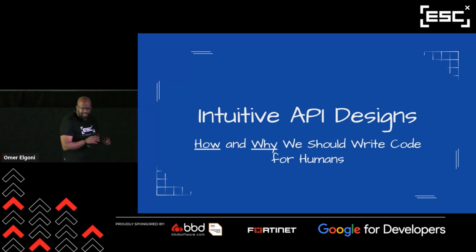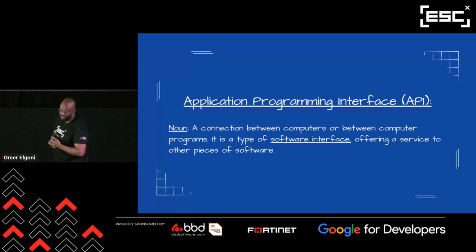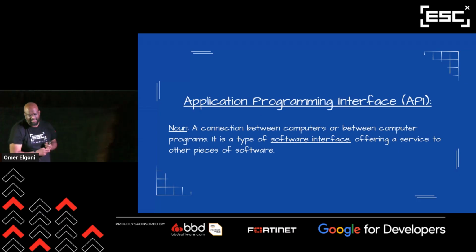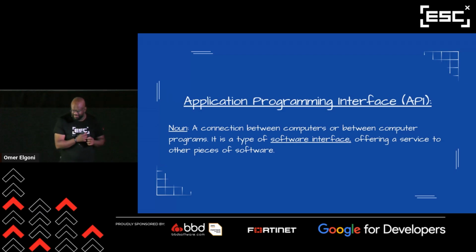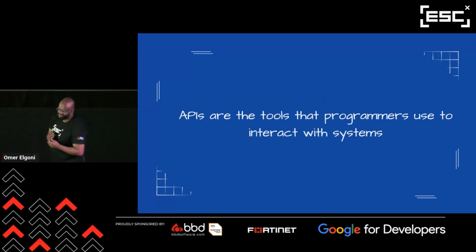But before we start, let's set some ground rules maybe. We need to work on a definition of what is an API, because I had some trouble with this. So according to the dictionary, an API is a connection between computers or between computer programs. It's a type of software interface. And the software interface there is the important bit for this talk. So basically, APIs are the tools that programmers use to interact with systems. And like I said, we not only use these tools, but we build them for ourselves, for others, for strangers, for everybody.